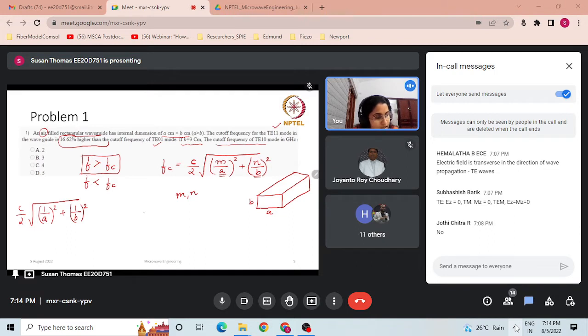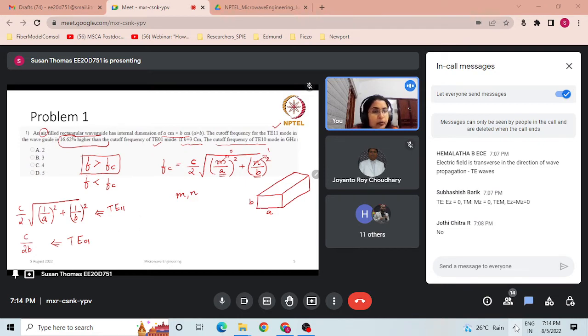So that is going to be c divided by 2b, because when I say 01, m goes to 0 and n goes to 1. So this is for the TE11 mode and this is for the TE01 mode. These are the cutoff frequencies, and they are related. The second is 16.62% higher than the first one.